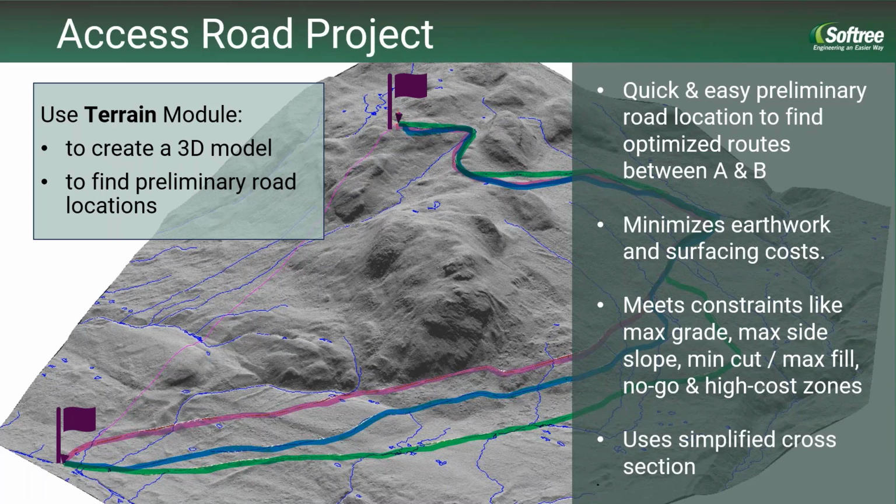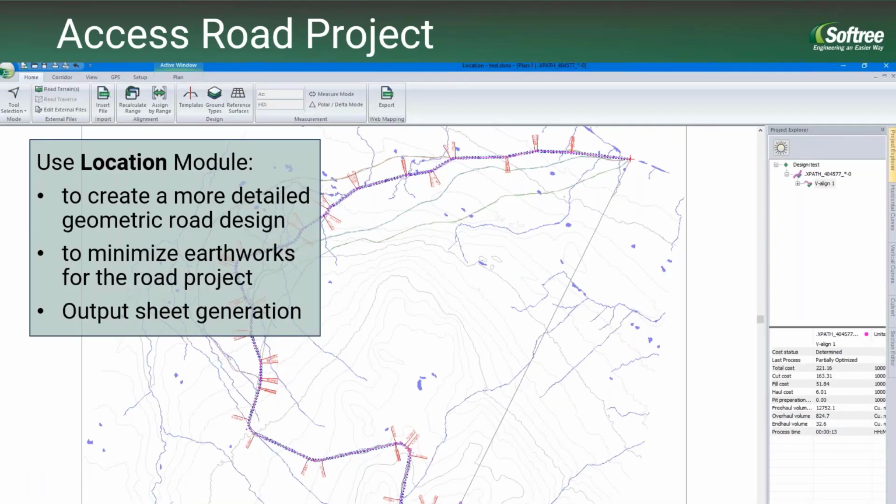I should also note it does use a simplified cross-section. So here we're looking at a road prism with some side slopes. We do not include details like ditches, for example. They're outside of the scope of the preliminary tool. Yeah, and we can look at those when you kind of move into that next phase.